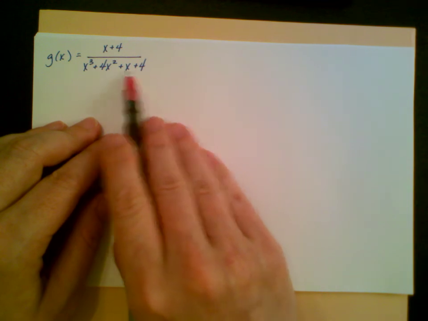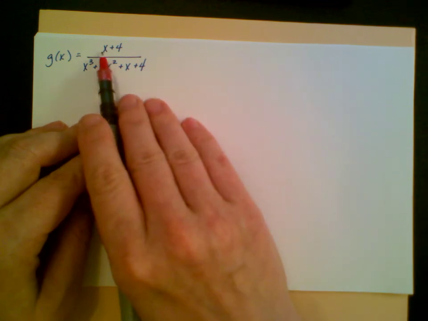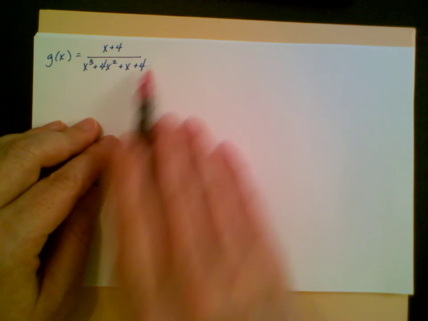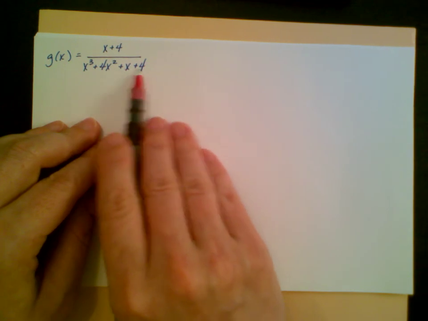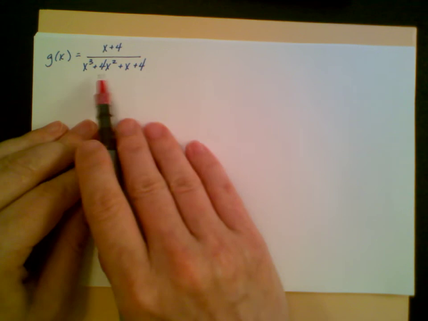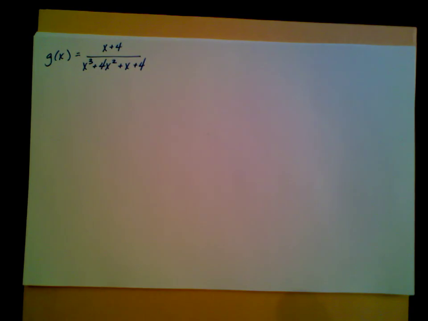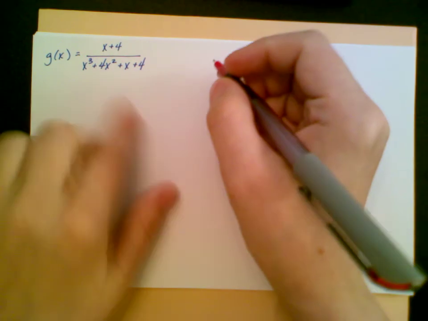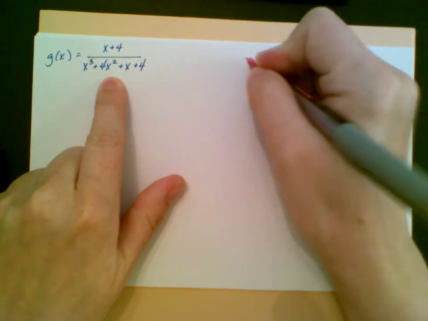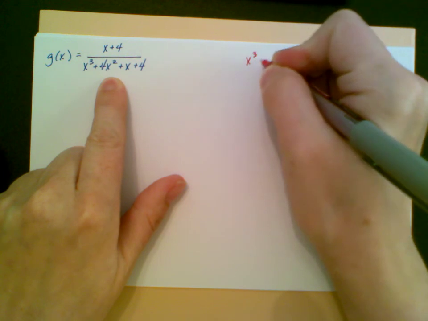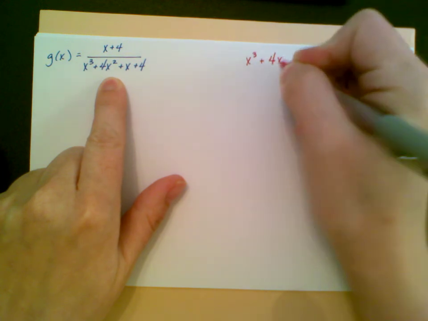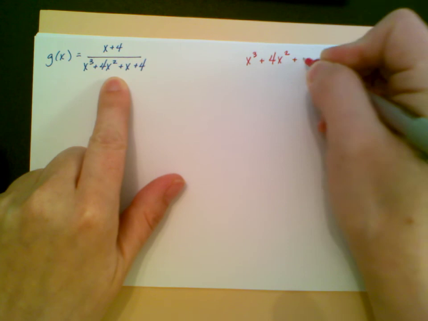This x plus 4, even though it might be super tempting to just cross that out and cross that out, this is not a factor of the bottom. You must factor the denominator before you can do any canceling. So, I'm going to come over to the side and factor out this denominator. Now, we could use our factoring tricks from factoring of polynomials.